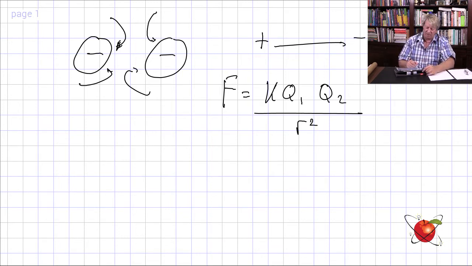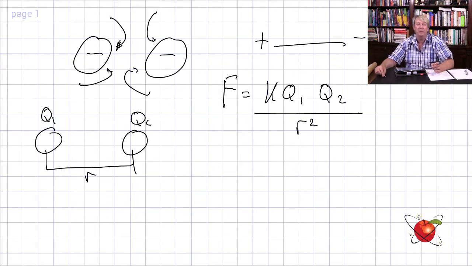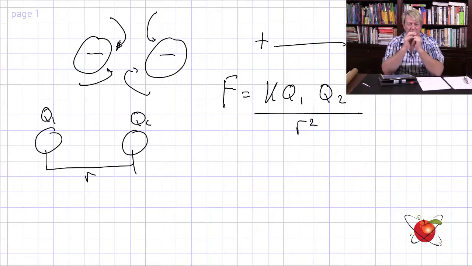What is that about? Well, there's our two things. It's got a charge of Q1, it's got a charge of Q2, and they are R apart. Seen that before? That's the same as Newton's law of gravitation, isn't it? So in essence, we've got a similar kind of inverse square, right? So what we've got here is those two.